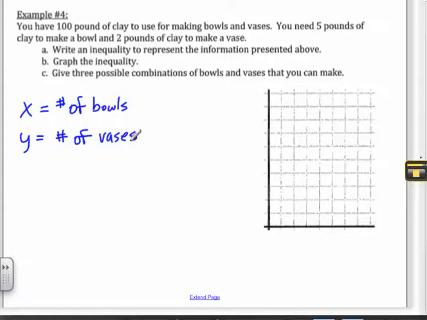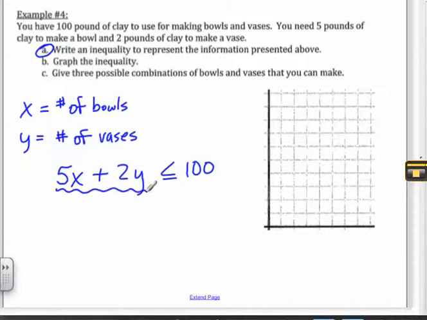Now, the first thing, A, says write an inequality to represent the information presented above. Well, guys, I've got 100 pounds of clay. So I know whatever I make has to be less than or equal to 100 pounds, because that's all I've got. Each bowl takes 5 pounds, so that's 5x. And if I add the pounds for vases, which would be 2y, that's how much clay I use. So I can make all of these as long as I don't go over 100. So there's my inequality.